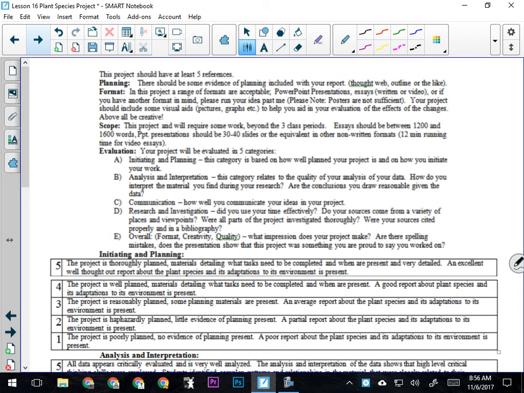Okay, so you should have at least 5 references, and then planning. Same as last time. I want to see 2 of these 3 things. Everybody has to have a timeline that says when you worked on it. If you want to plan ahead and write that out, that's fine. If you want to just fill it in as you go, that's fine. You want to do both, that's fine. As long as you have a timeline that says when you worked on it and what you did.